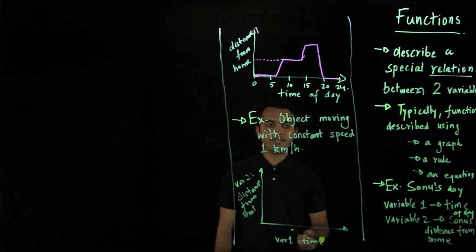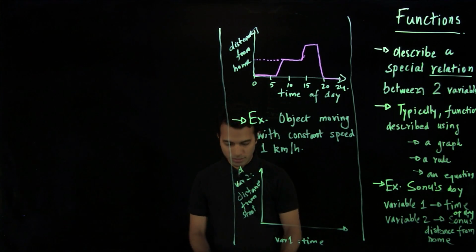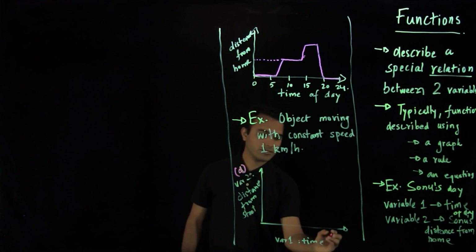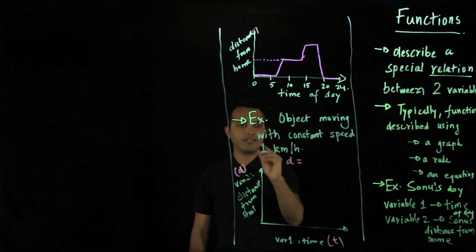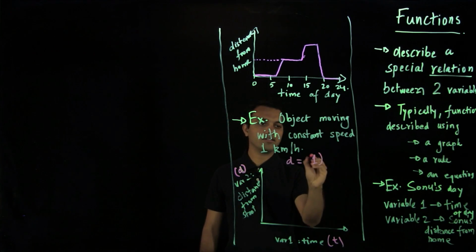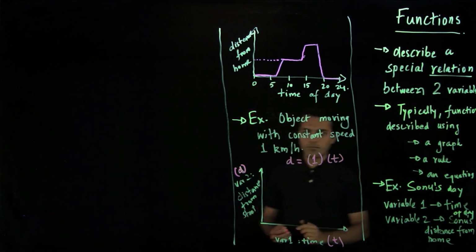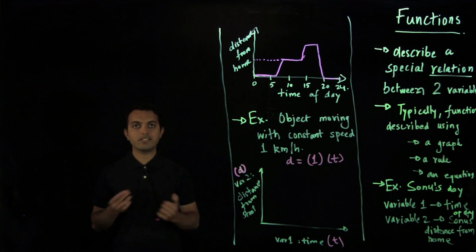it can be described by an equation, which is, let's say we describe variable 2 using the variable d, and this is described by t. So d will be equal to, and let's say the speed is 1, which is given. So 1 times t, where t is in hours. So now this is an example where we describe the function with an equation.